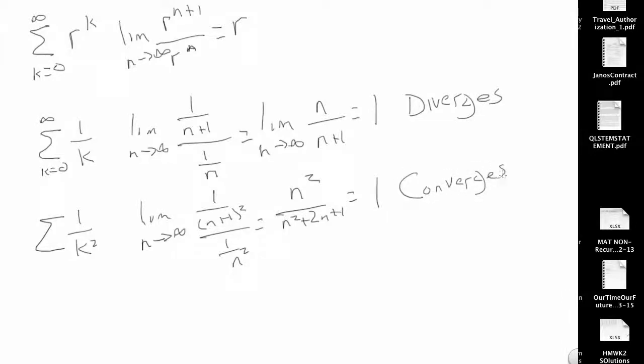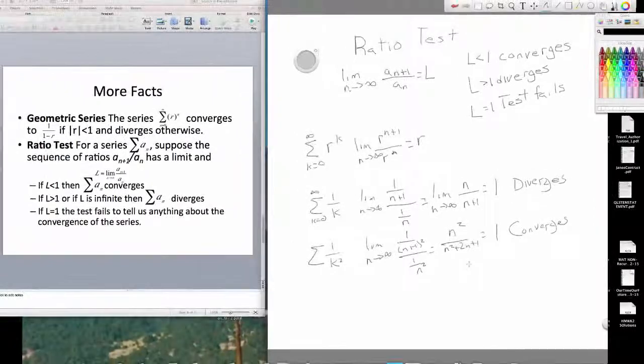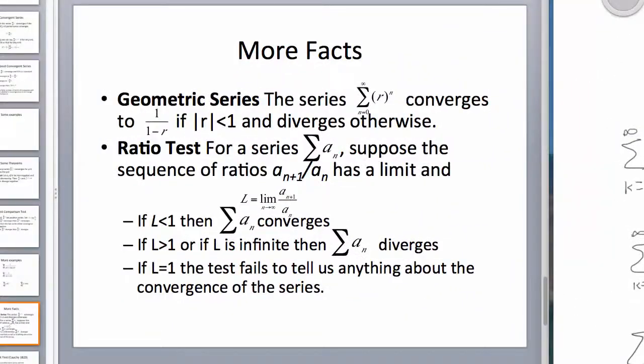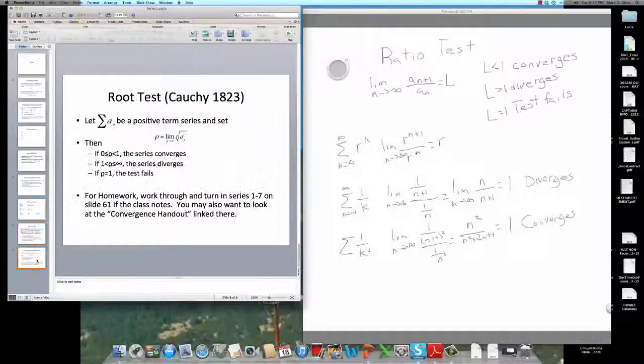So the point of the test failing is that we can have this ratio go to 1, and sometimes the series diverges, sometimes it converges. Here it diverges, here it diverges, here it converges. And any other p-series for a higher power will also have the ratio equal to 1, and those will all converge as well. So that is the ratio test.